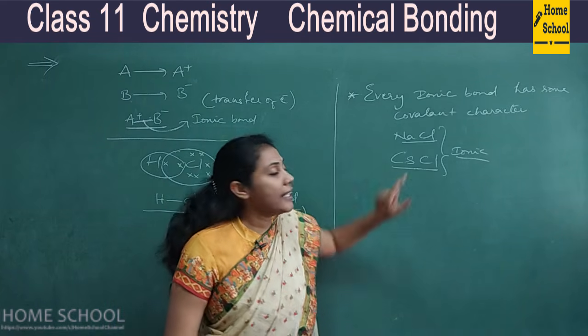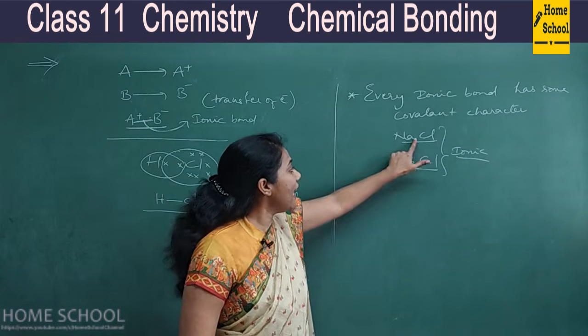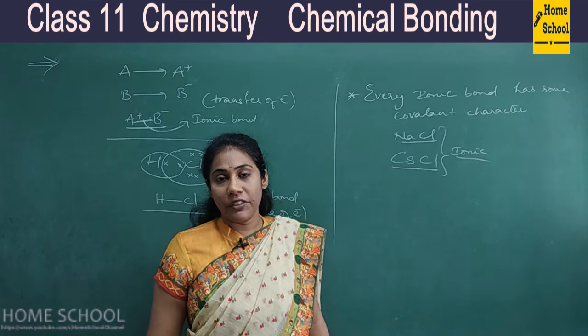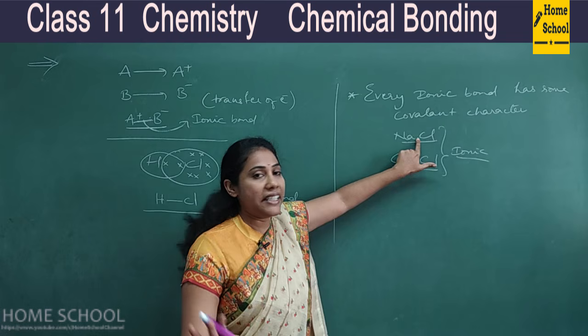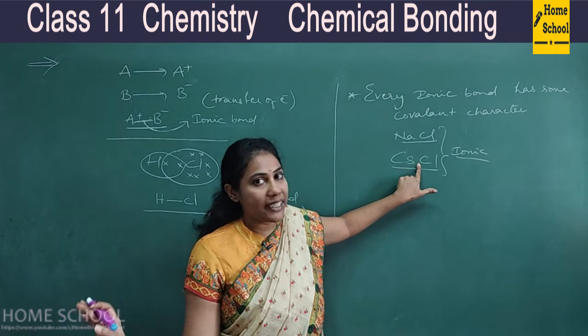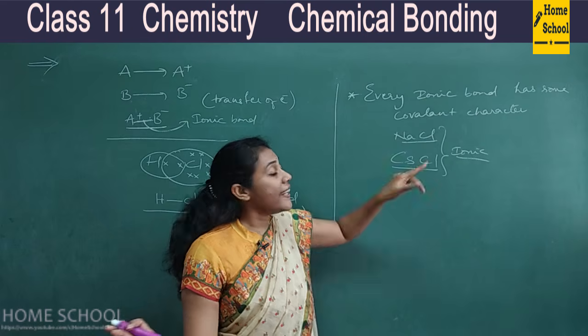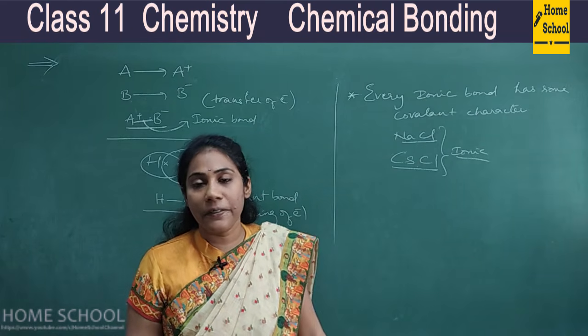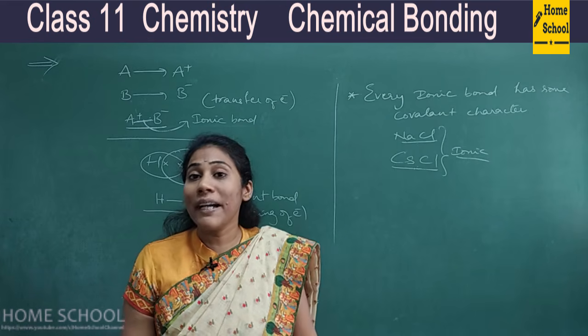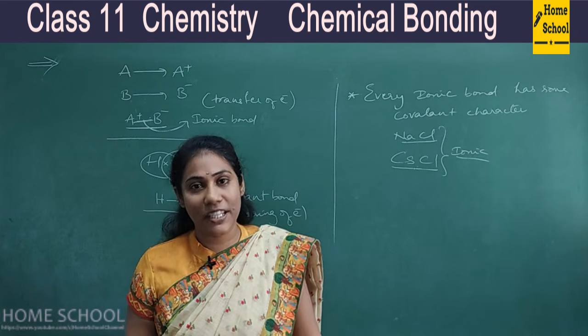So here both are ionic compounds, both have ionic bonds. Though it is an ionic bond, a little covalent character is observed. But in which case is more covalent nature there? So how do you decide that? That is decided by a concept of polarization.